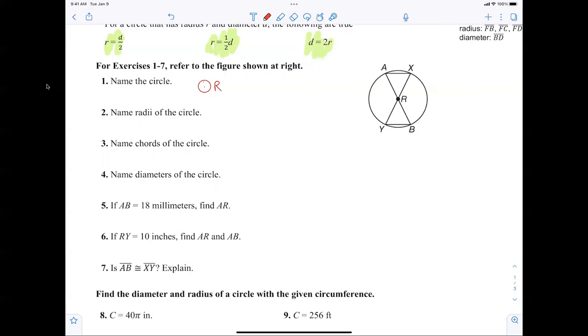Now, if AB is 18, then AR is 9. If RY is 10, then AR is what? And AB is 20. Yeah, I told you this. Is AB congruent to XY? Because they are both diameters. Diameters of the same circle are always congruent. See, I told you, very simple.